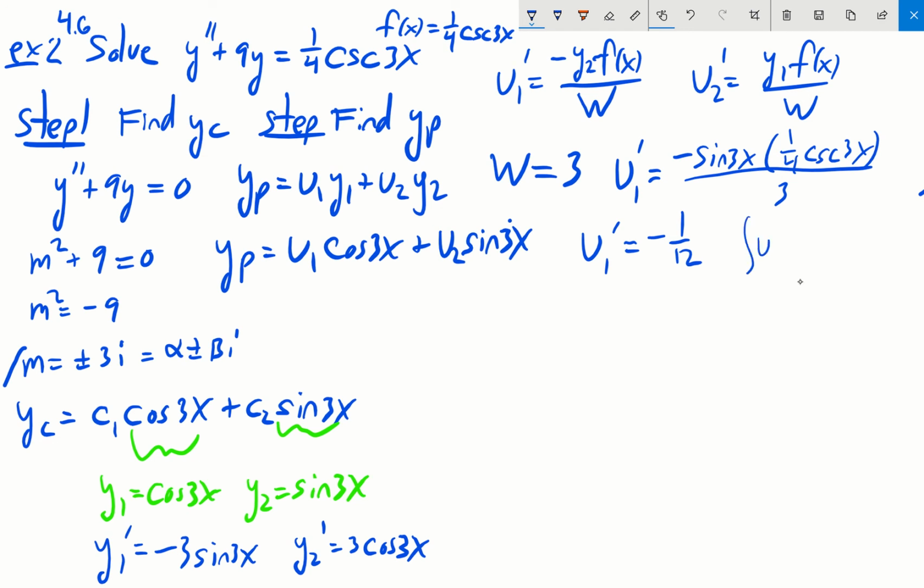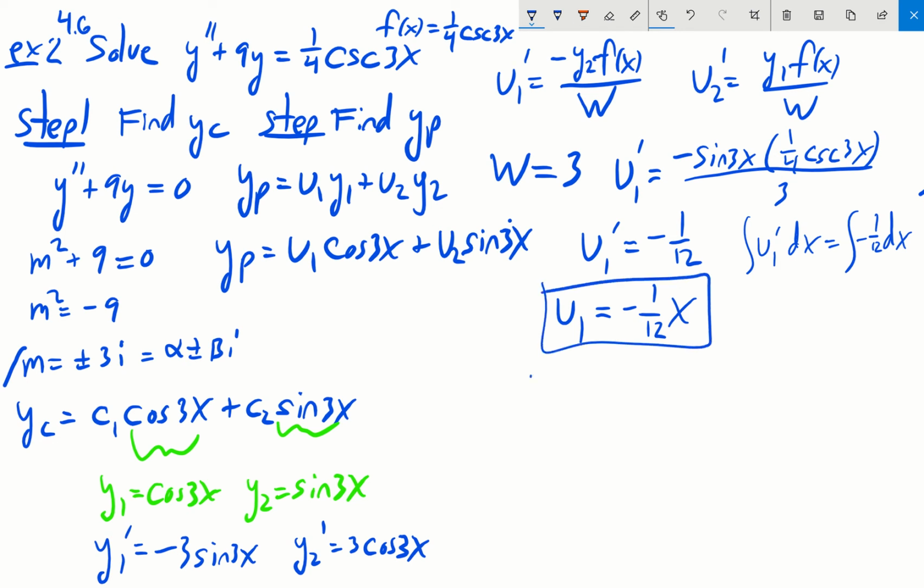We can find u1 by integrating both sides of this with respect to x. The antiderivative and the derivative cancel, and so we find that u1 is equal to negative 1/12 x. And again, don't worry about the concept of integration on this. I'll explain in a minute why we don't need to concern ourselves with that. But we now have u1.